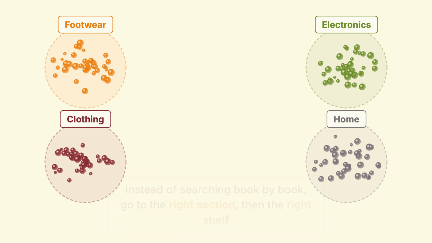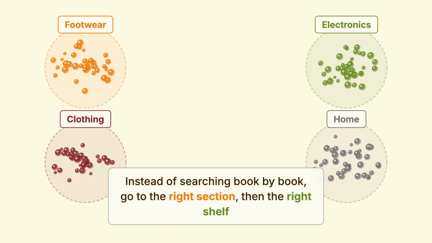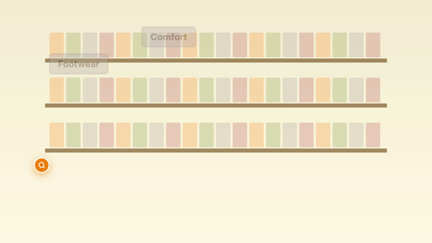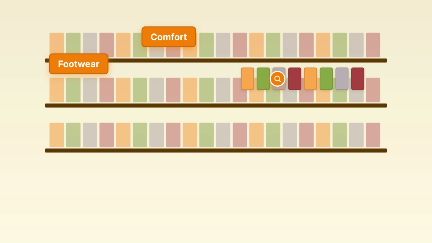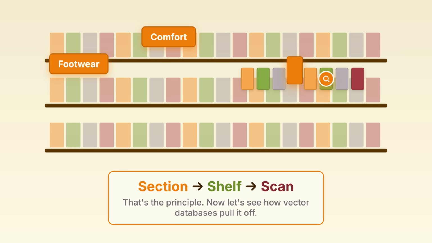Instead of searching an entire library book by book, you go to the right section, then the right shelf, then scan just the nearby books. Section, shelf, scan. That's the principle. Now let's see how vector databases actually pull it off.